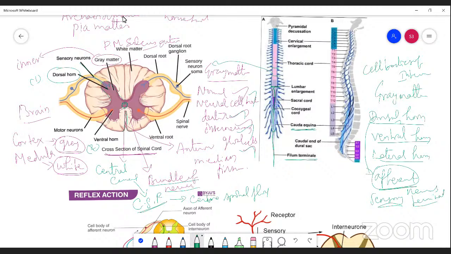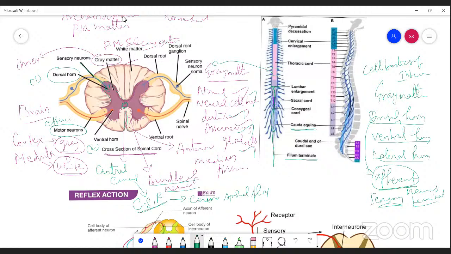The gray matter has a dorsal horn and a ventral horn. Do you understand? So the afferent neuron, that is the sensory neuron, terminates in the dorsal horn. That means it ended in the dorsal horn. The ventral horns contain the cell bodies of efferent neurons. Cell bodies of what? Efferent neurons, which we call the motor neurons.